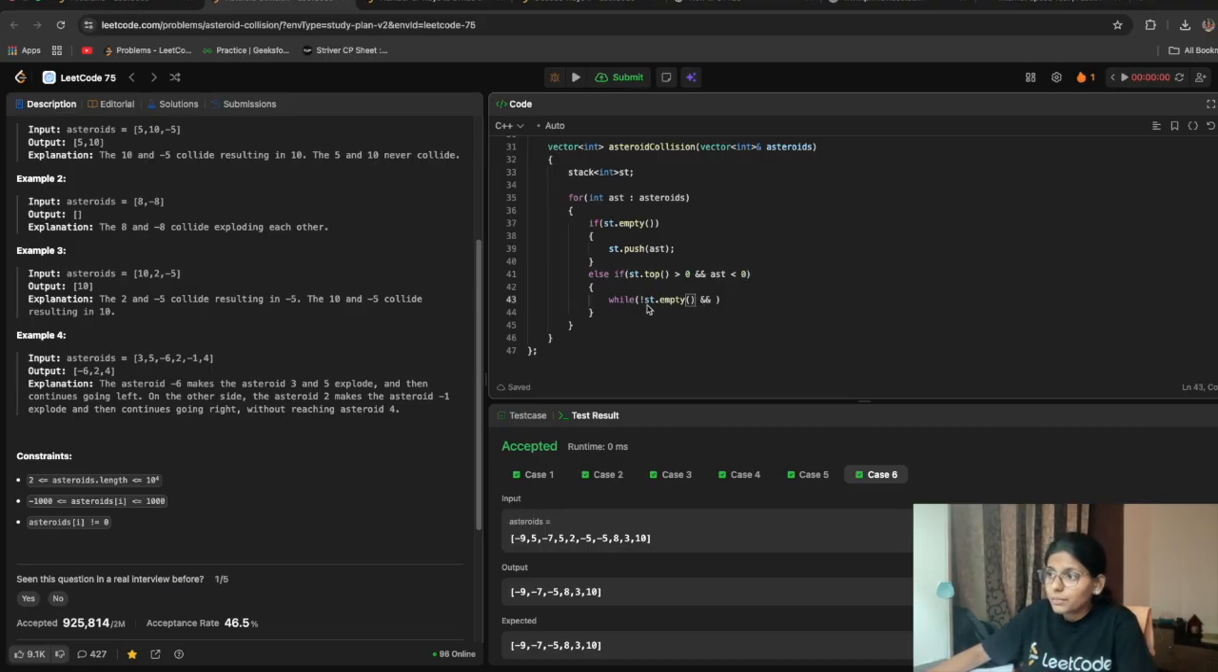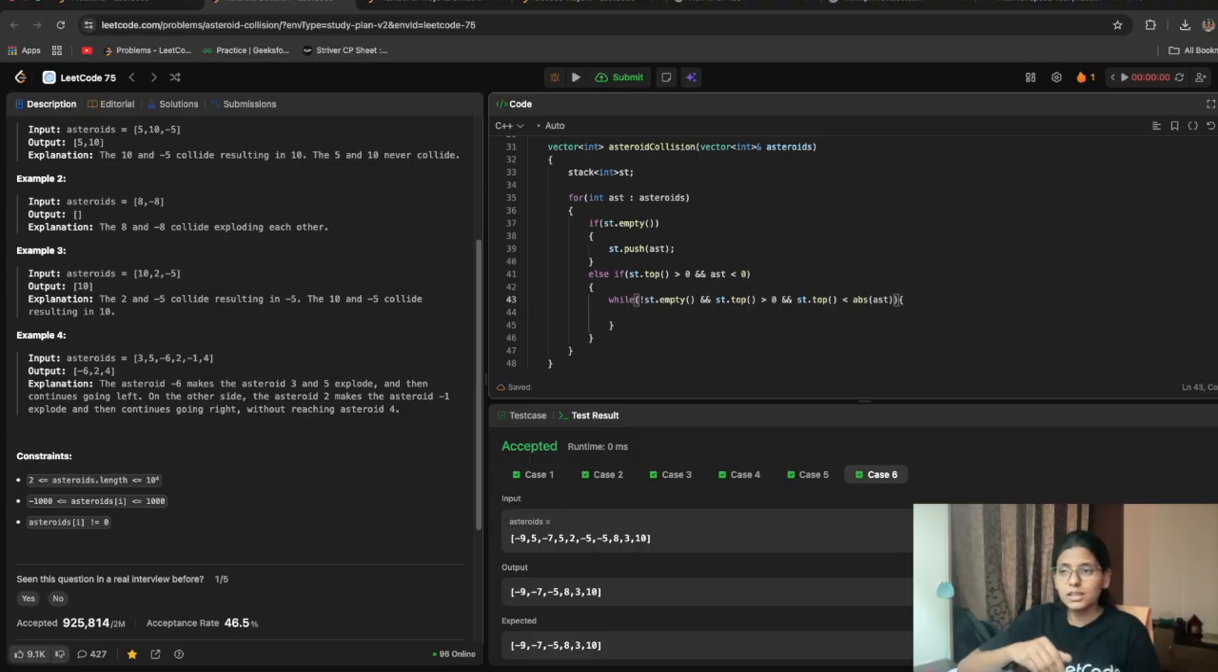So while my st isn't empty and my st.top is greater than 0, because this is the condition, right? My recent one should be greater than 0 and the coming one should be less than 0, then the collision will happen. So st.top is greater than 0 and my st.top should be less than the absolute value of ast.